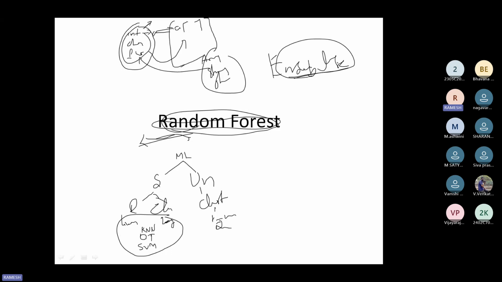One of the ensemble learning models is random forest. Random forest is a supervised learning model that can do both regression and classification, but it is ensemble learning. Ensemble learning means combining two or more machine learning models to create one big, stronger model.